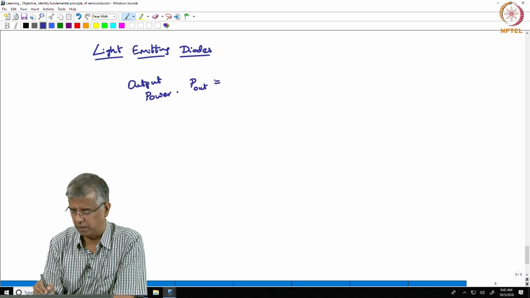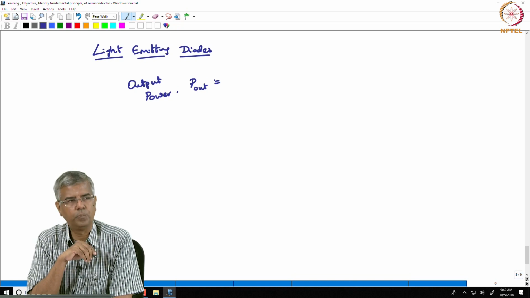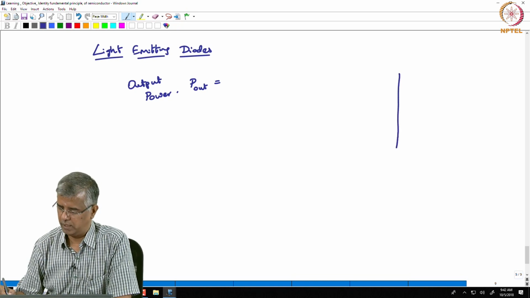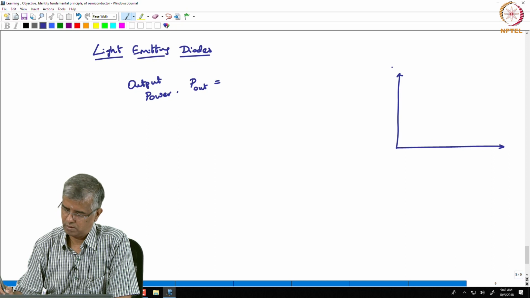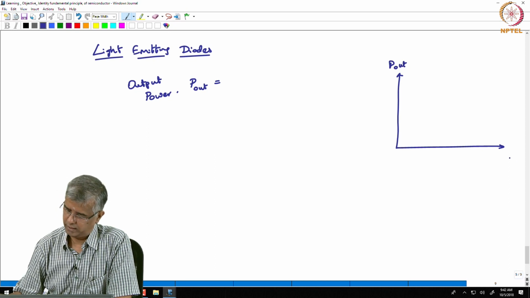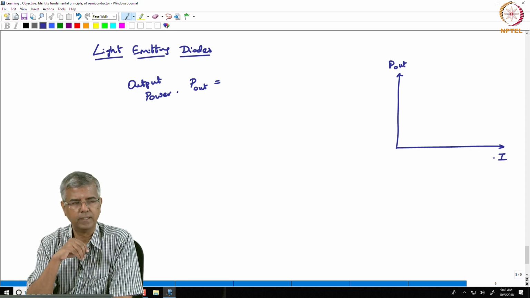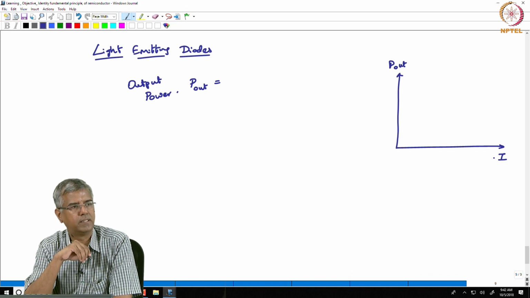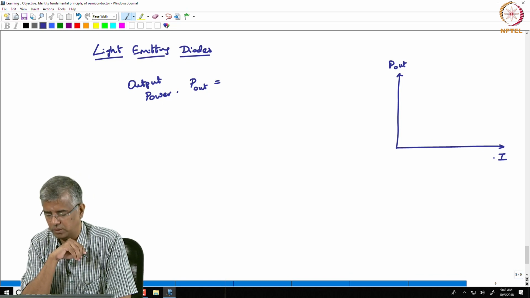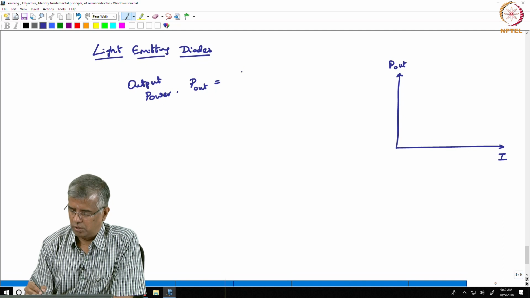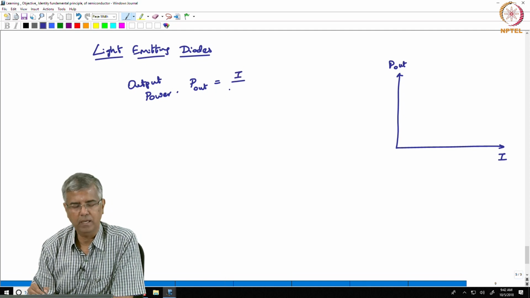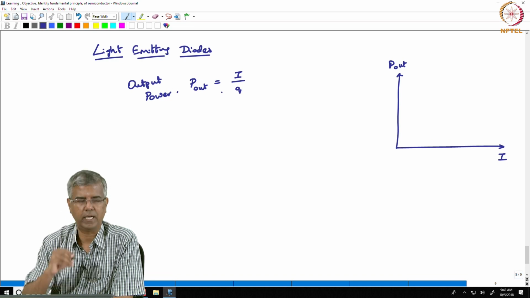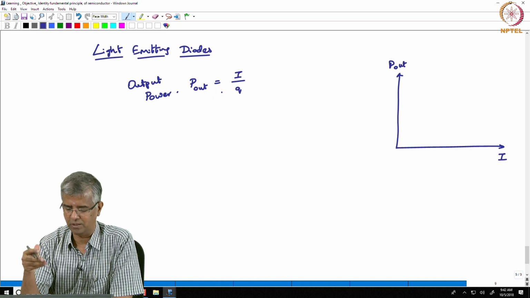Let's call this P out. How that output power changes, how P out changes as a function of current that's injected into the structure. Now the rate at which you are injecting current will be I over the charge Q. You could have put E also, it does not matter.